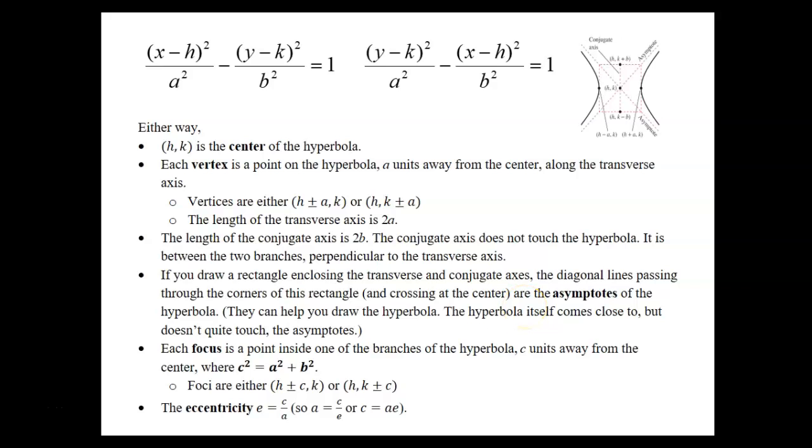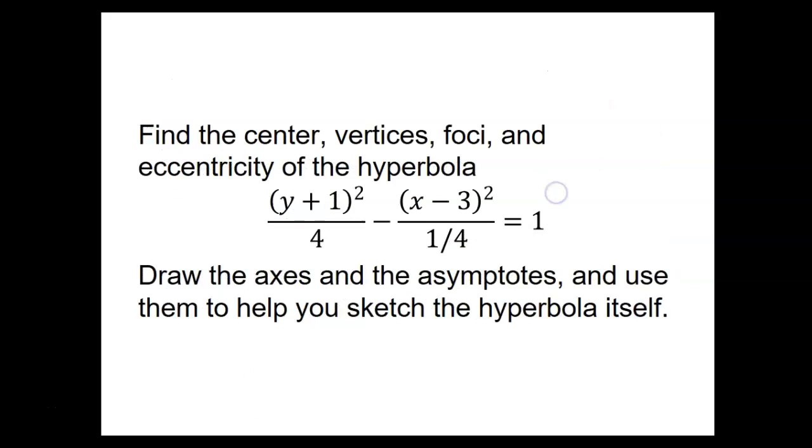Okay, welcome back. Now that we've talked about what hyperbolas are, and all the things involved in them, let's do some specific examples. Find the center, vertices, foci, and eccentricity of the hyperbola (y+1)² over 4 minus (x−3)² over 1/4 equals 1. Draw the axes and the asymptotes and use them to help you sketch the hyperbola itself.